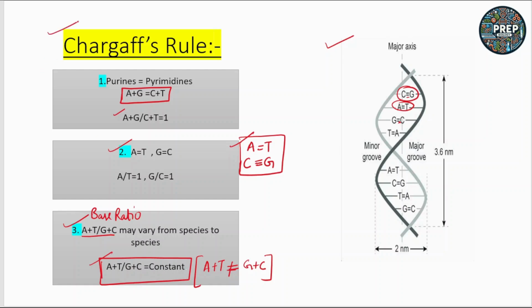So these are the three rules given by Chargaff. One most important thing is that Chargaff's rule is only applied to double-stranded DNA. This is very, very important. I hope these three rules of Chargaff are clear to you all, and the difference between the pyrimidines and purines is clear to you all.